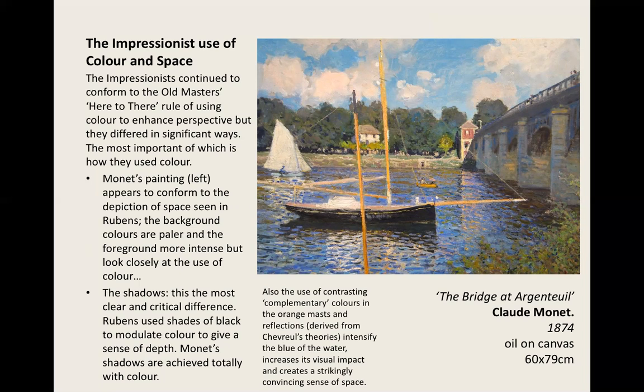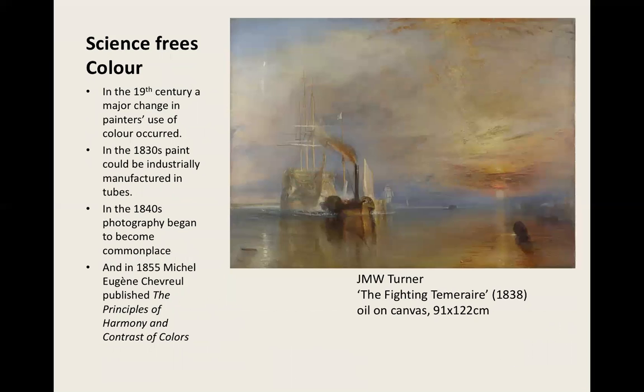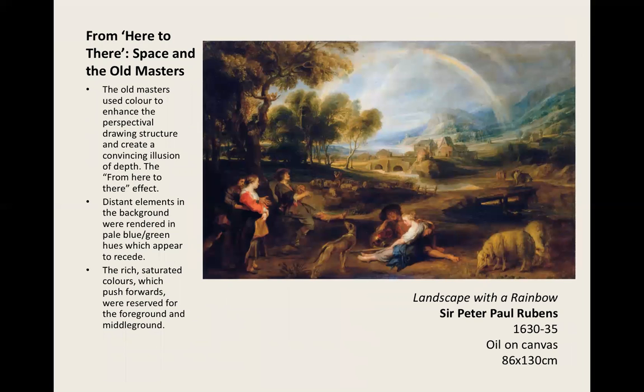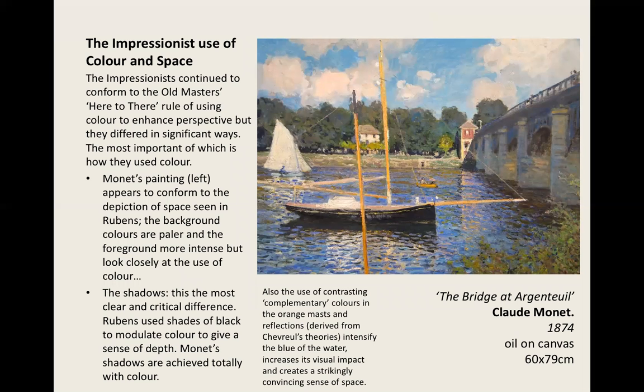However, we have to look closely at the difference, and a major difference is in how colour is being used. In particular, pay attention to the bridge on the right, which is in shadow. And if one looks at how the shadow is being handled there and compares that to Rubens's use of shadow, which is here, it's radically different.